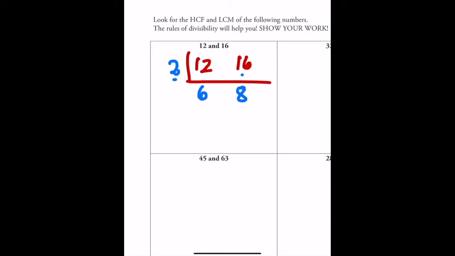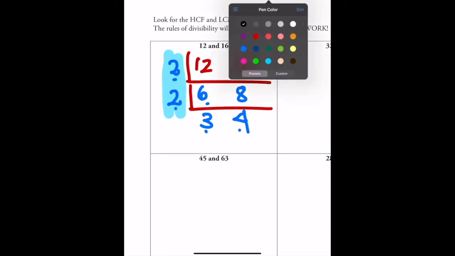Now, 6 and 8 are both even numbers. What can divide both even numbers? Of course, 2, because by the rules of divisibility, even numbers are all divisible by 2. So again, 6 divided by 2 is 3, and 8 divided by 2 is 4. Are there any other common factors of 3 and 4? No, only 1. So we end here. As with the other page, to get the highest common factor, we multiply the side. Let me just change this color to green.